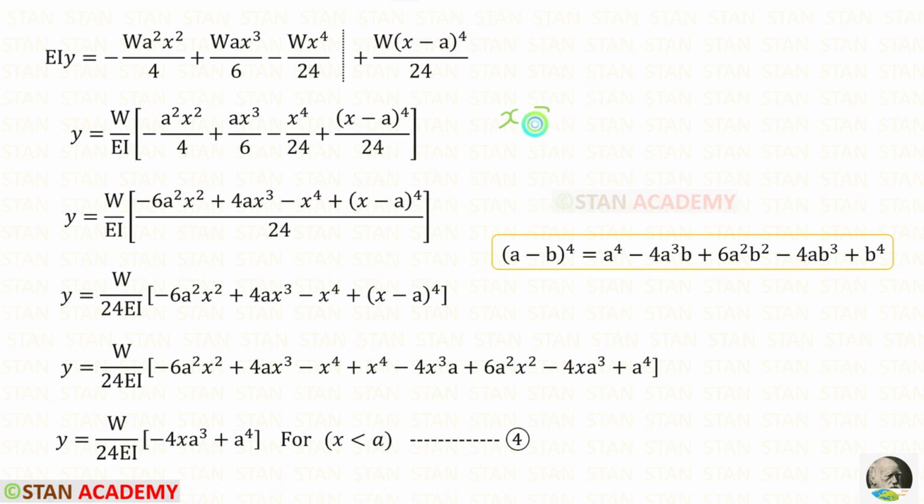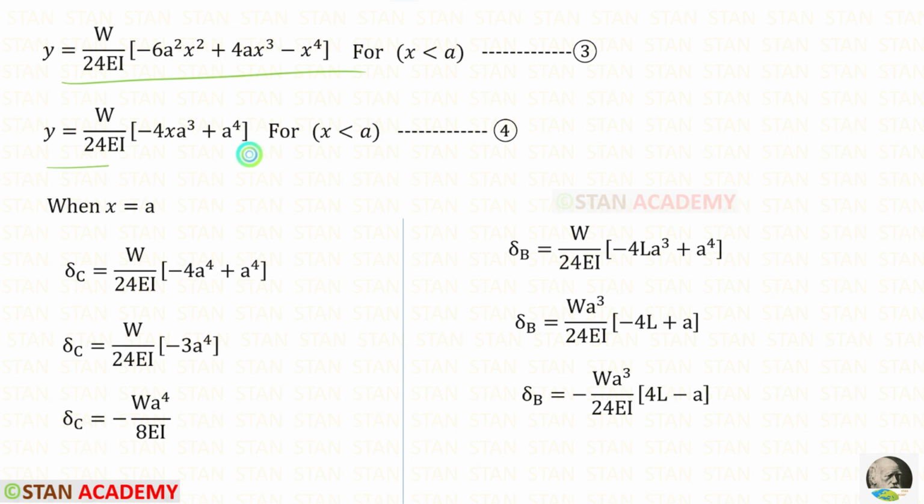For x greater than a, we have to consider this also. For these four terms, we can keep 24 as the LCM. Using this formula, we can expand this like this. We can eliminate these two. We can eliminate these two and these two. Finally, we will get this equation. Let us keep this equation as number 4. So using these two equations, we can find the deflection at any point of the beam.